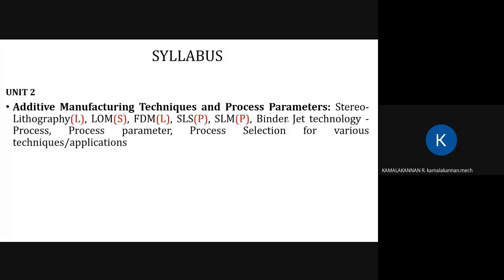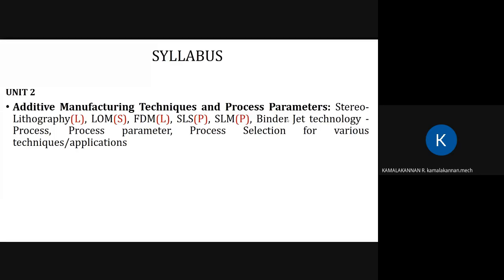This binder jet technology, we will look at in two ways: one in general binder jet technology, and one in metal. When you use metal, what are its characteristics? Just in these two forms, and with that we will complete our unit 2 syllabus. So today our class will be somewhat lengthier, I feel. Let us start our class. If you have any doubt or clarification, please let me know at any time.